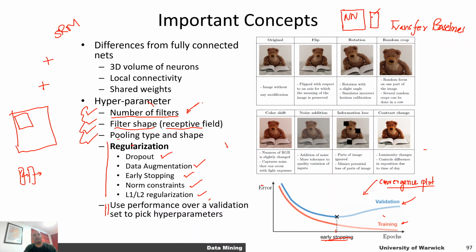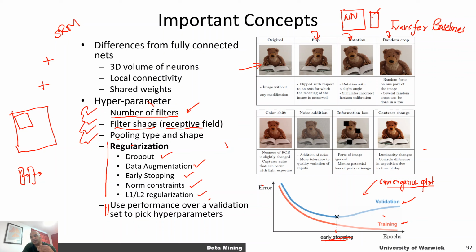There are different types of data augmentation that you can use. For example, for a given input image, if you have a label like this, a bear reading a book, you can flip it, so a horizontal flip, because that is not going to affect the label. So you can do rotations, you can do random crops.